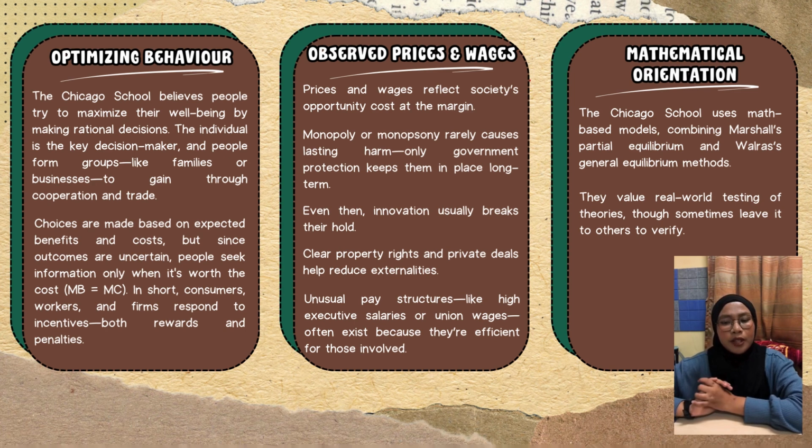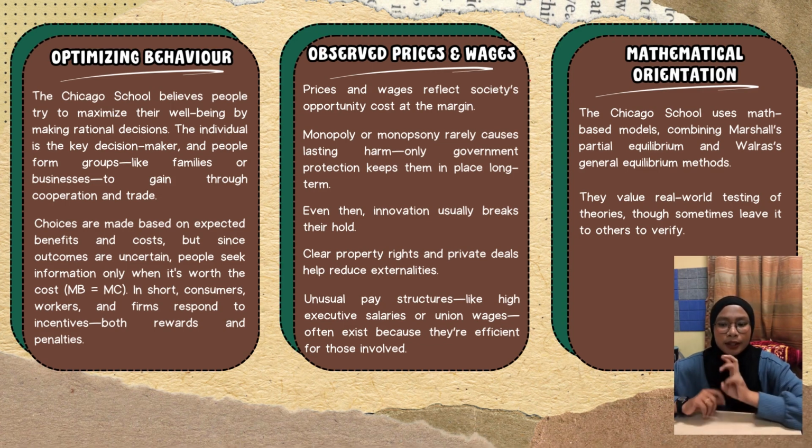The observed prices and wages also explain unusual pay structures like high executive salaries or union wages, which often exist because they are efficient for those involved.